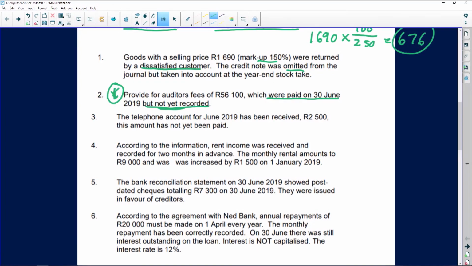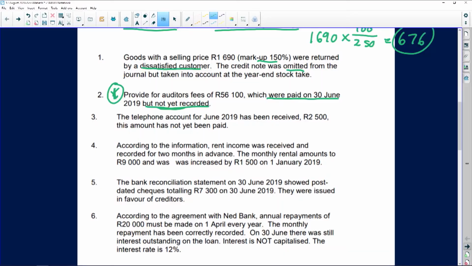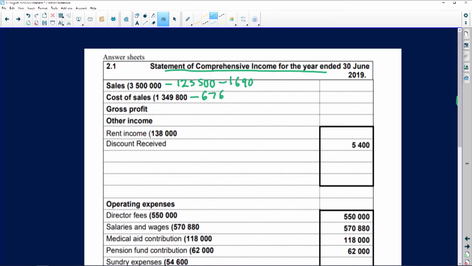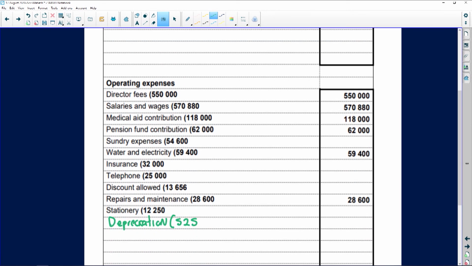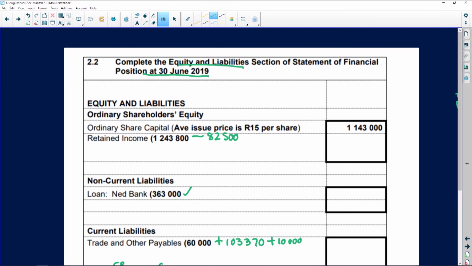So two accounts affected, obviously the expense, auditors fees, as well as my bank account. Let's start off with auditors fees. Remember, your expense is now going to be included in your operating expenses, audit fees. So let's just fill that in. You can call it auditors fees or audit fees. And I'm going to record it immediately into my amount column because there's no calculation required, 56,100.